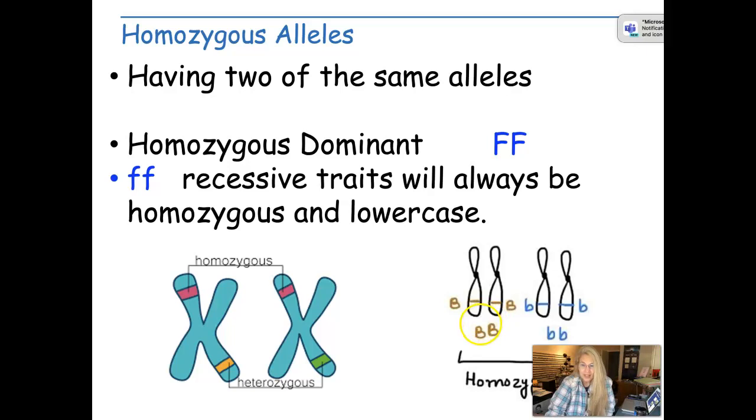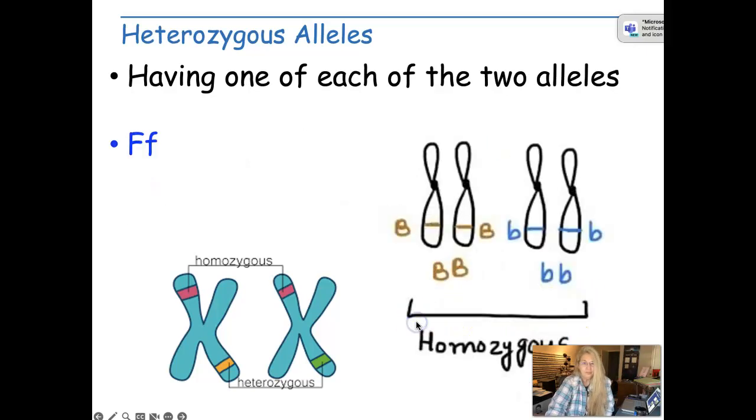And so here we're looking at some pairs. This person is homozygous, and they're homozygous dominant. This person is recessive, homozygous recessive. Heterozygous means having 1 of each type of allele. In this scenario, we have the big F and the little f representing the alternate forms of a gene.